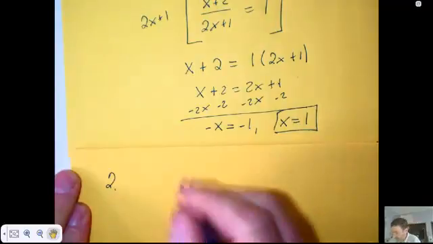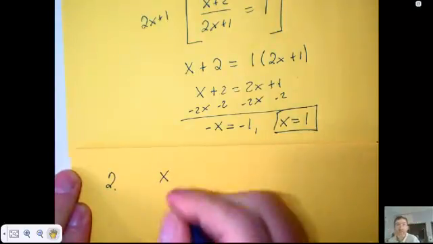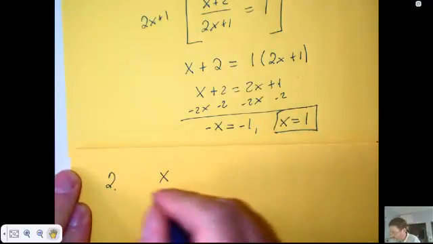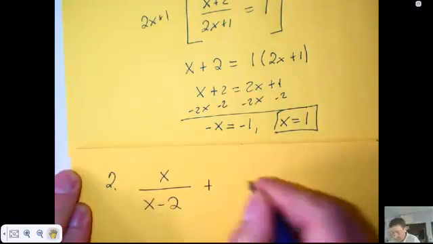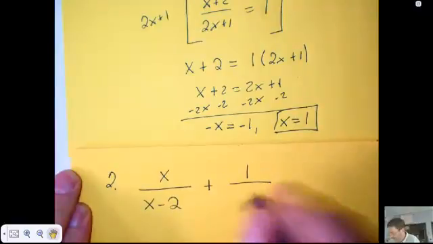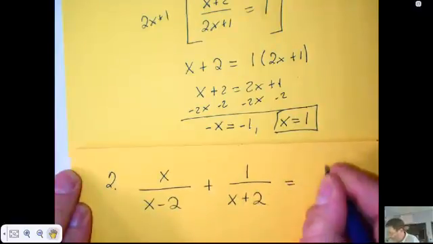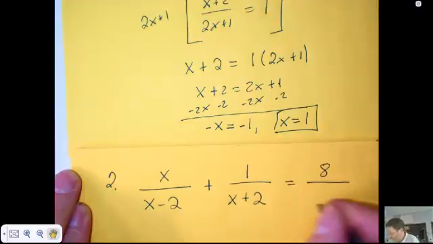Alright, number 2, I've got x divided by x minus 2 plus 1 over x plus 2 equals 8 divided by x squared minus 4.